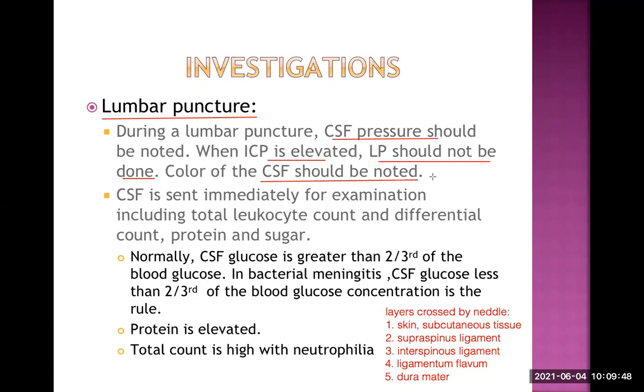Sometimes it is mixed with blood. Now, what are the causes when CSF is mixed with blood? Anybody? Trauma, malignancy. Trauma, malignancy. Yes. Any other? One more.